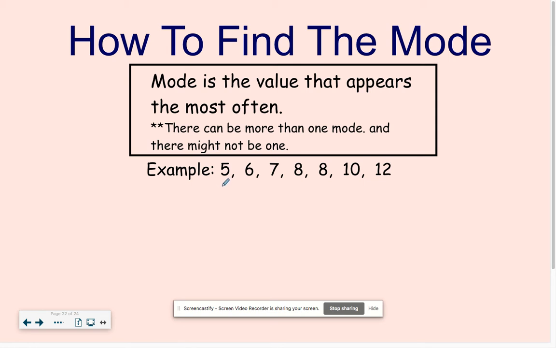So let's look here. 5 shows up once. 6 shows up once. 7 shows up once. 8 shows up 2 times. 10 shows up once, and 12 shows up once. So 8 is our mode because it shows up the most.